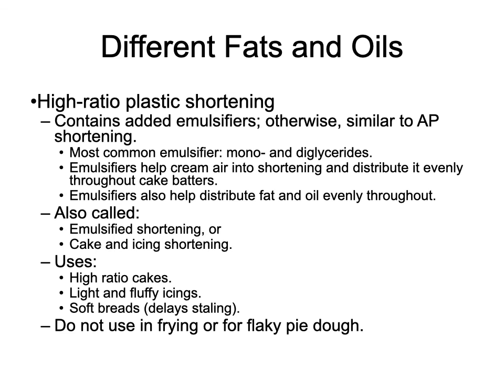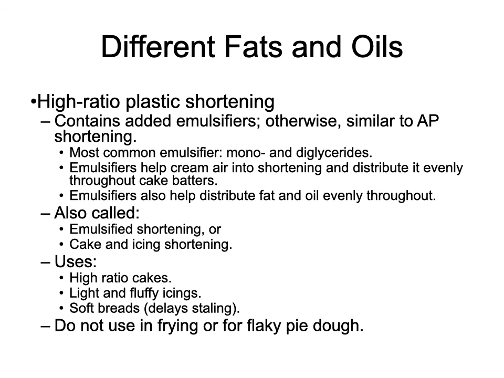Then there's high ratio plastic shortening. Now this is something we use in the bakery called Sweetex. Sweetex contains added emulsifiers, so mono and diglycerides are added specifically to allow it to absorb and bond better to moisture and to liquids. This helps get air incorporated into the mixture and makes better cake icings. But it also allows the cake batter to absorb more liquid, thereby giving you a more moist cake and better shelf life. It's not meant for use in frying or flaky pie dough. It's really more meant to be used to make cakes and make icings.